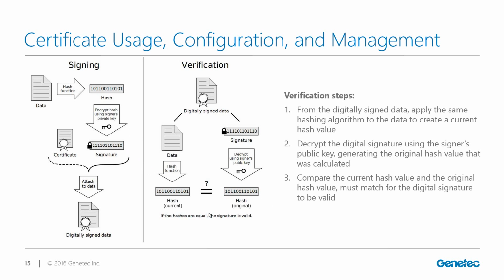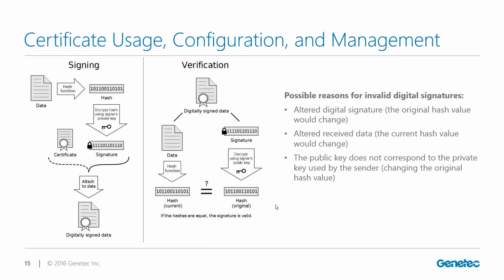This is the value that was created over here using the private key. So what we can do is compare the current value from the data that it received with the original one that was sent along with it in the digital signature. If those are equal, then we know the signature is valid, nothing happened along the way, and we're all good to go. So what can happen that would make this not equal?